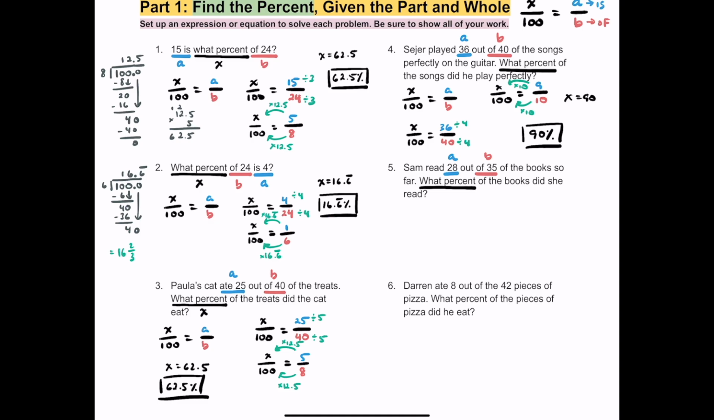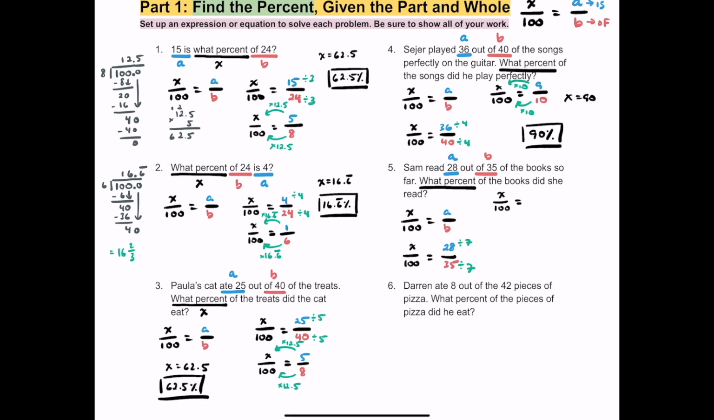All right, so what percent, these are all the same types of problem in part 1. Okay, we don't know x over 100 equals, what's a? A is 30, no, a is 28. I was looking at the last problem. And b is 35. Okay, cool. We can divide this by 7 and divide this by 7. Always look to see if you can simplify. It'll make your life a lot easier with long division and stuff.